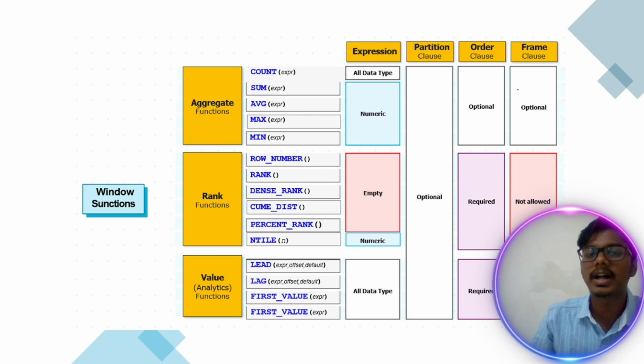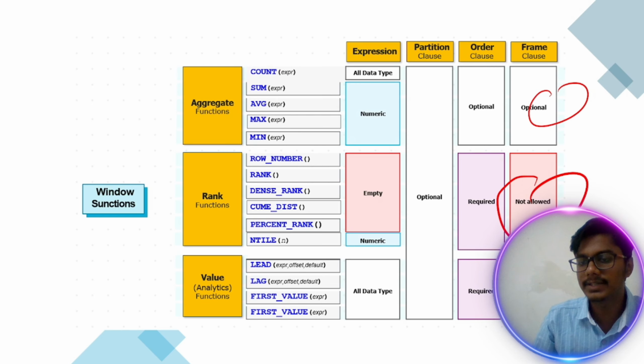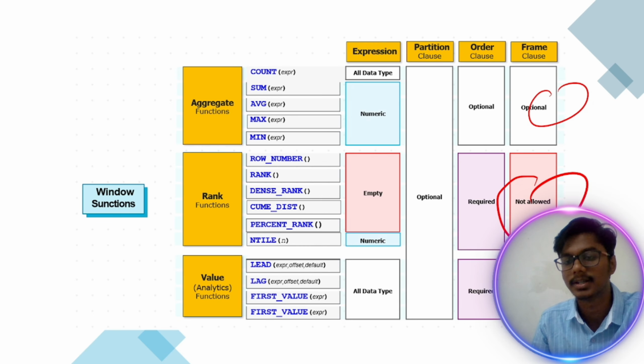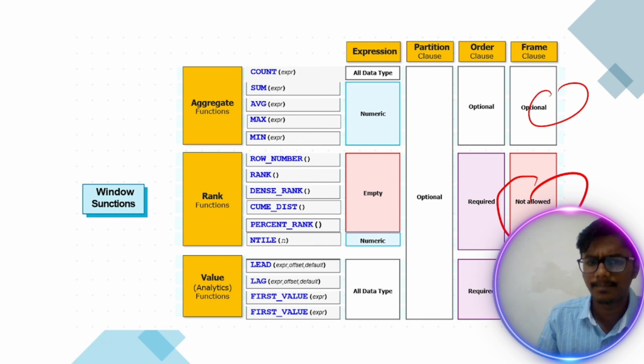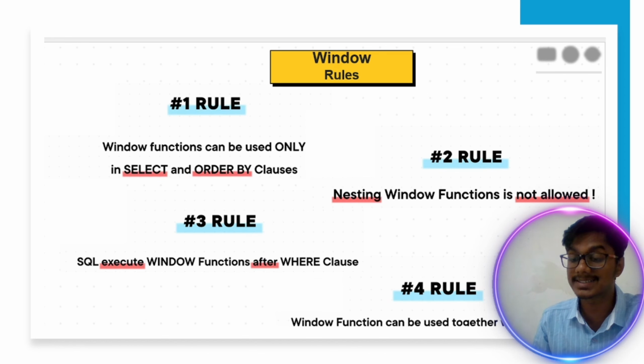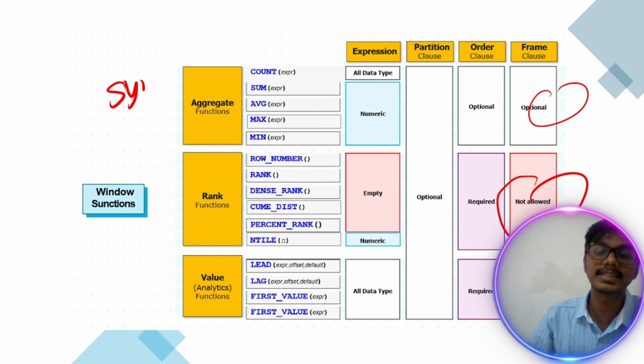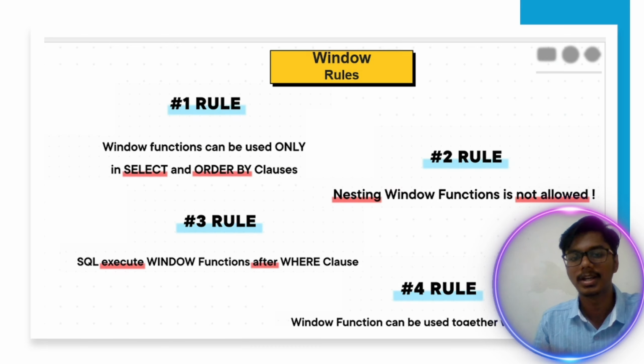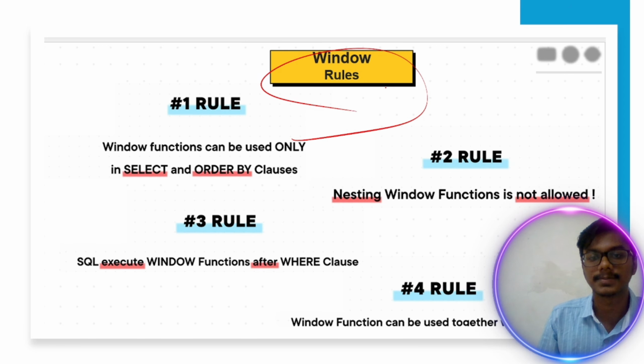For aggregation functions, the frame clause is optional. For the rank function it is not allowed, for the lag and lead functions it is also not allowed, and for first value and last value it is also optional. That's all about the frame clause. We have completed the syntax. So now let's dive into the window rules.